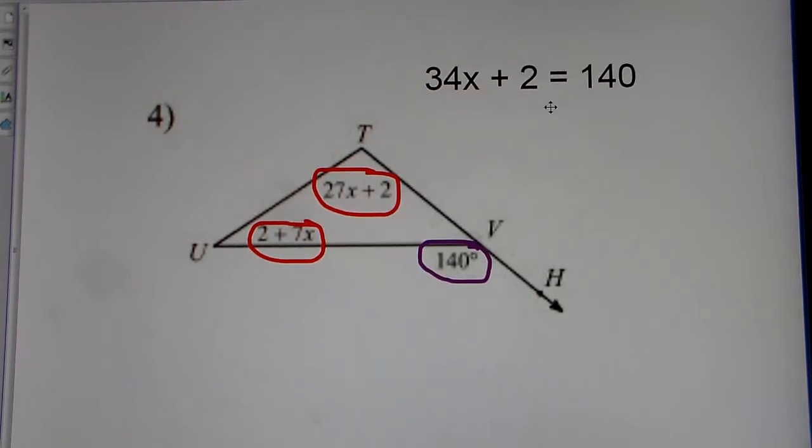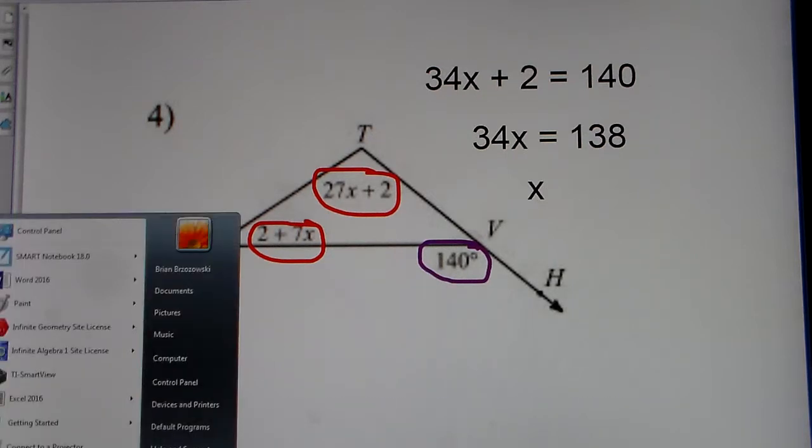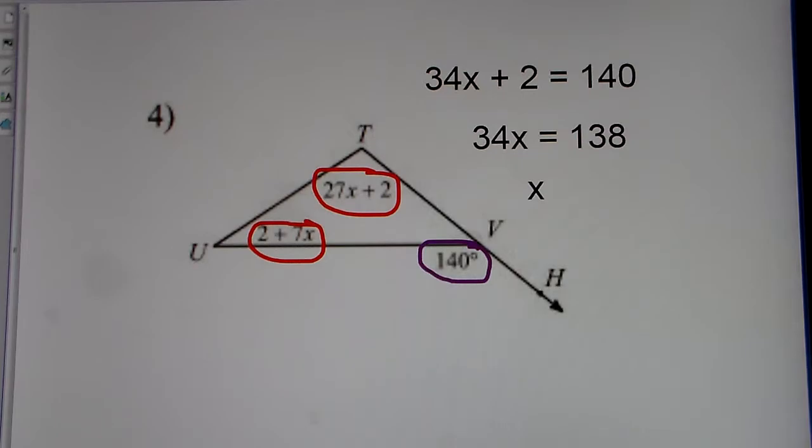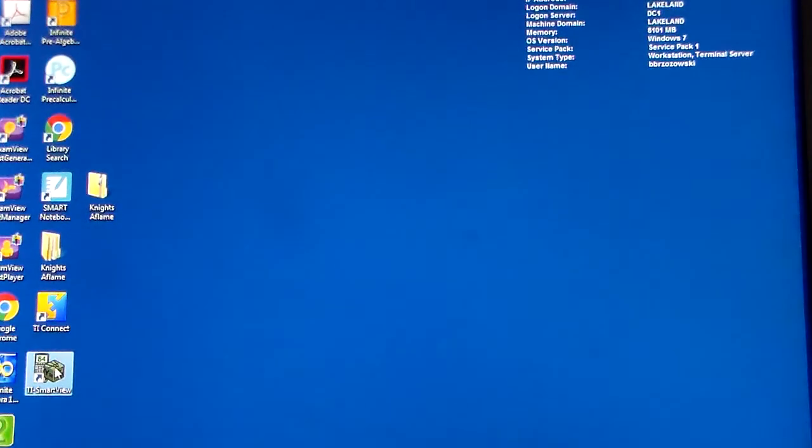We then do our inverse operations. We subtract 2 from both sides, and we get 34x equals 138. And then we're going to divide both sides by 34. And we're going to get x equals... Let's put that in a calculator. 138 divided by 34.